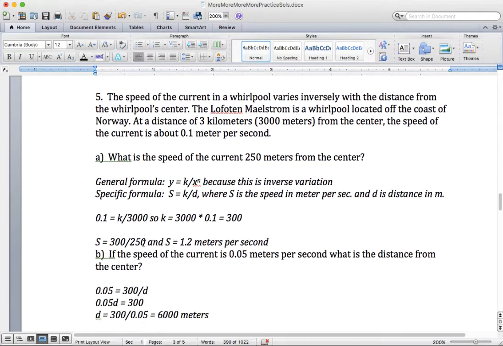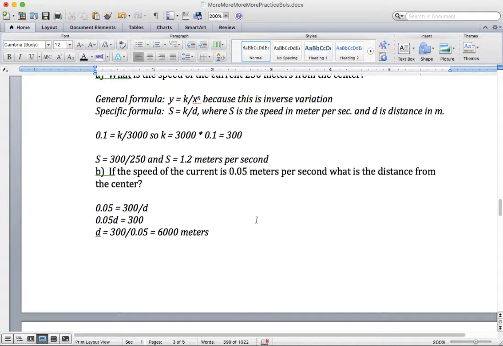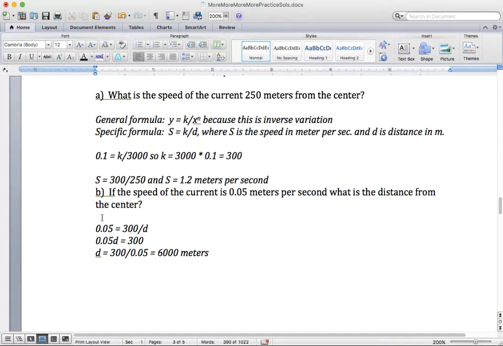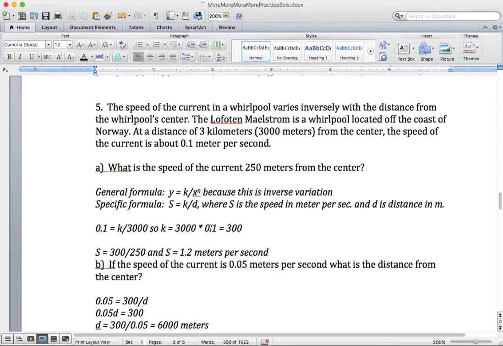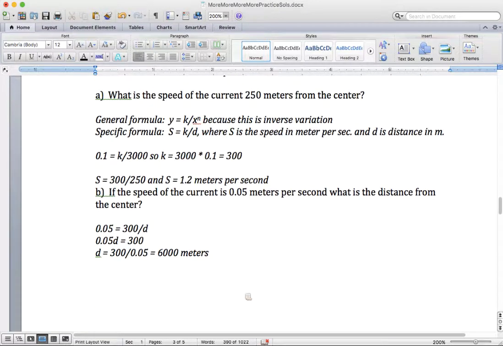Okay. So now the next thing we're asked is, if the speed of the current is 0.05 meters per second, what is the distance from the center? So now the speed is going down, so we're going to assume that the distance goes up. So we set the speed 0.05 equals 300 over the distance, and we get 0.05 d is equal to 300. So d is equal to 300 divided by 0.05, which gives us 6,000 meters. So it's because the speed is much slower, the distance is much greater.